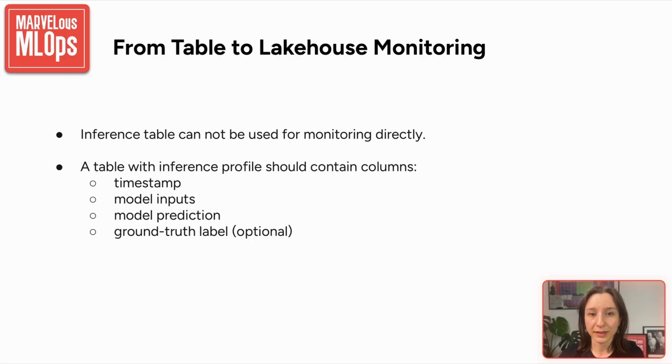An inference profile table would typically include a timestamp for when the request was made, the input features, the model's prediction, and optionally the ground truth label for comparison. Once this table is created, you can use tools like Lakehouse Monitoring to generate dashboards, track model quality metrics, and detect issues over time.